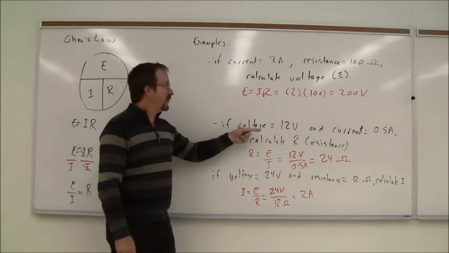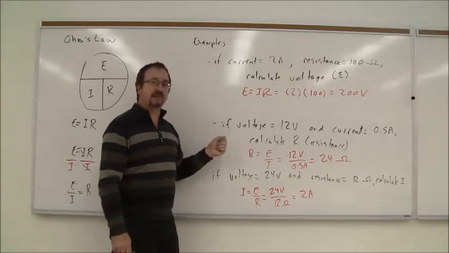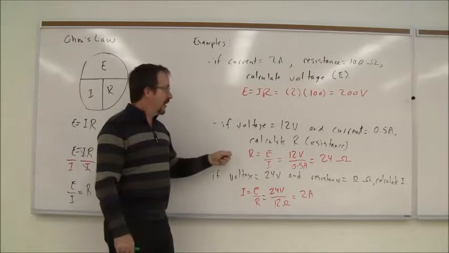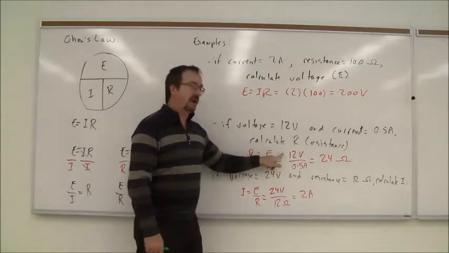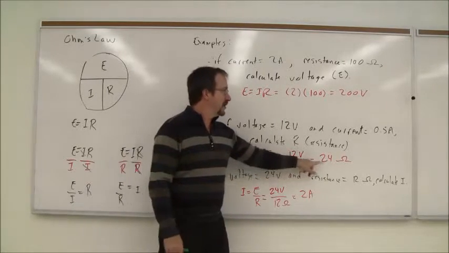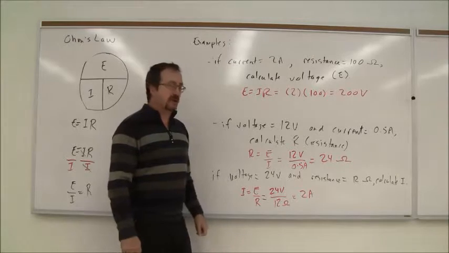If voltage was 12 volts and current was 0.5 amps, calculate the resistance. Okay, R equals E over I, as we demonstrated over there. So it's 12 volts divided by 0.5 amps, so my resistance is 24 ohms.